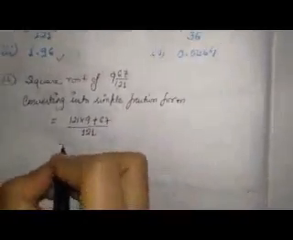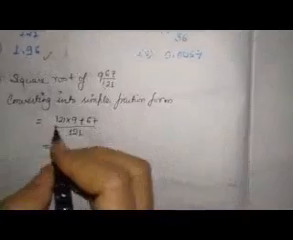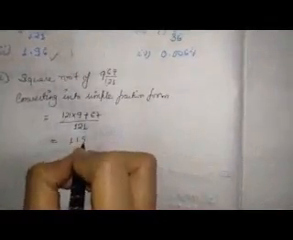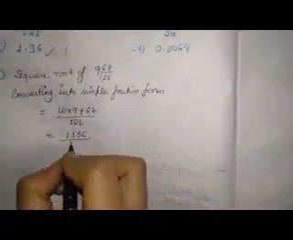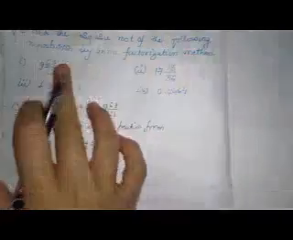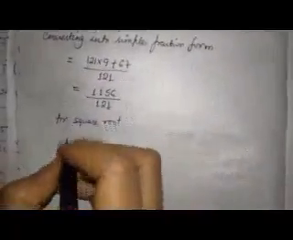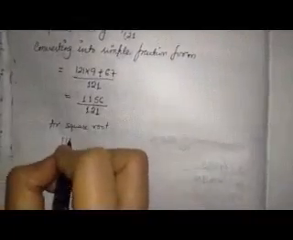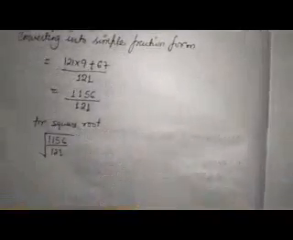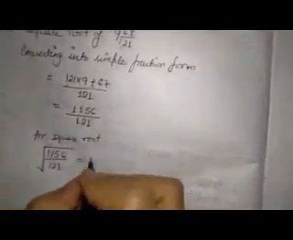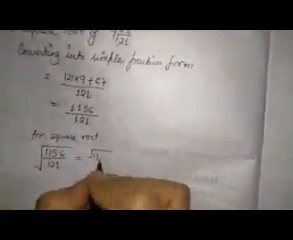So on solving all this, we get 1089 plus 67, which means we get 1156 upon 121. Now the second step is finding the square root of the number. Putting the square root on the number, that is the square root of 1156 upon 121. Okay, so this square root will be the same as the individual square roots of these numbers.